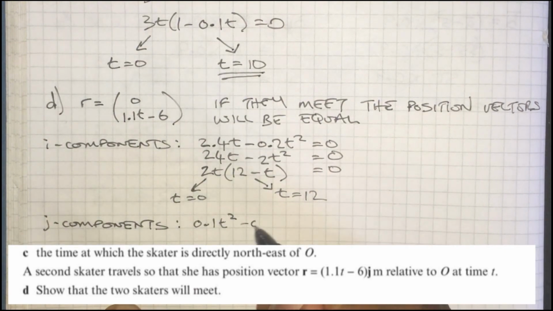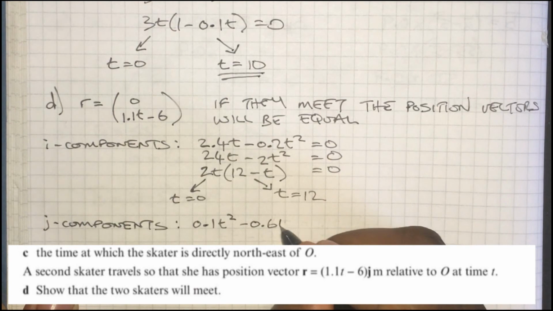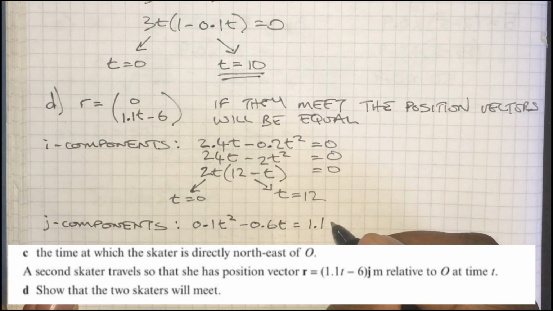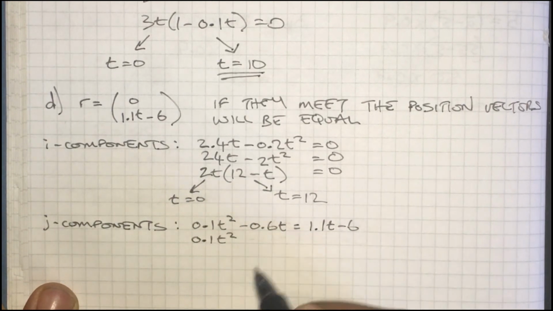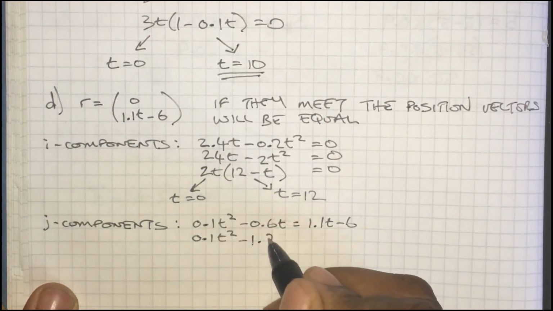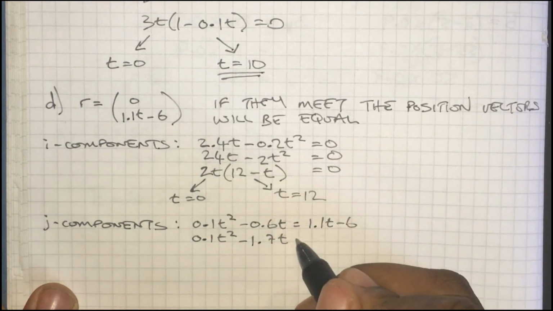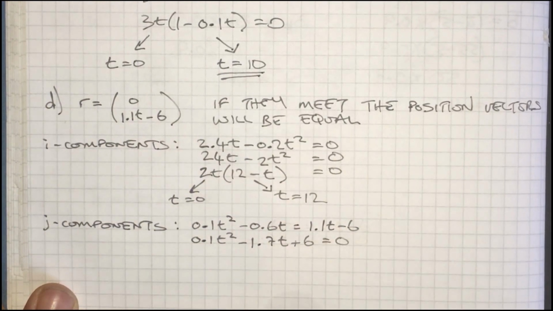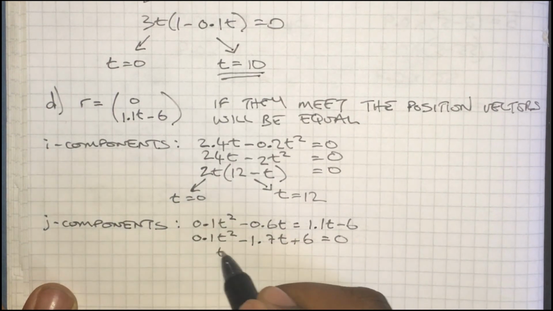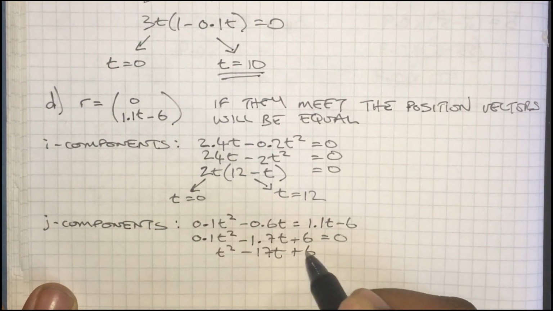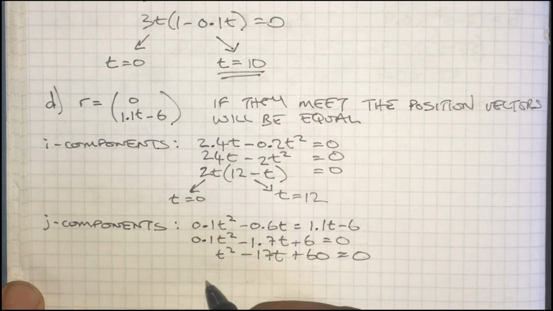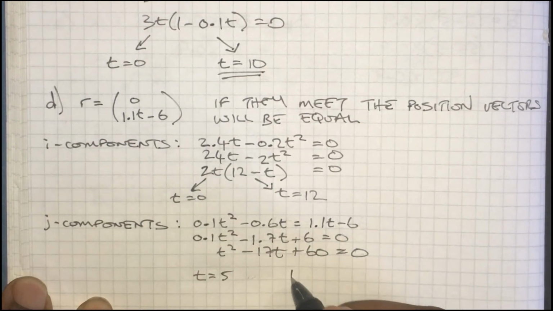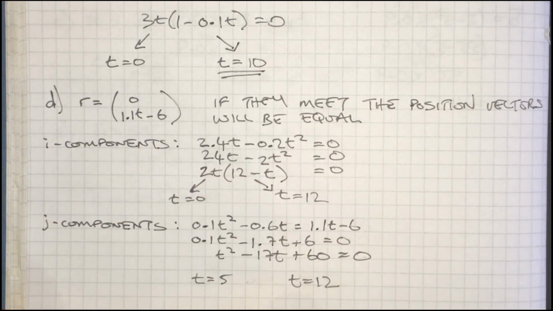Okay, so let's equate the j components. Once again, it's going to give me a quadratic to work with. And factorizing to solve, actually, this one's a little bit more complex. We could just use the equation solver on our calculator. I am going to multiply through by 10 first, just to give us much nicer numbers to work with. Equation solver on the calculator. I can actually factorize this in my head. But yes, t equals 5 and t equals 12.